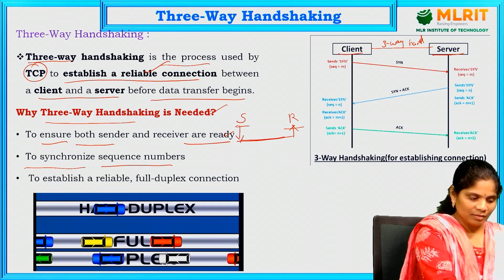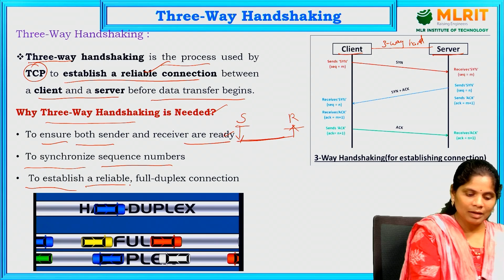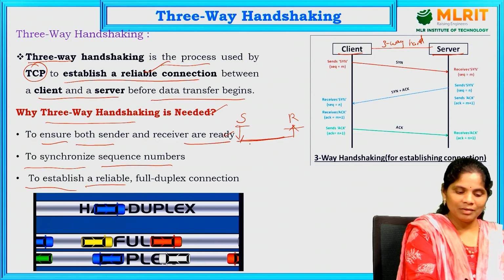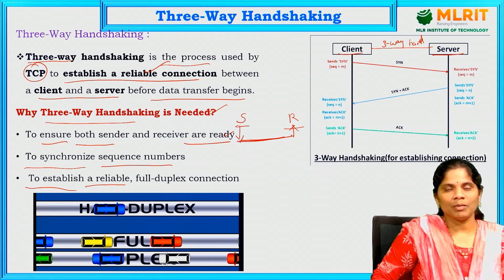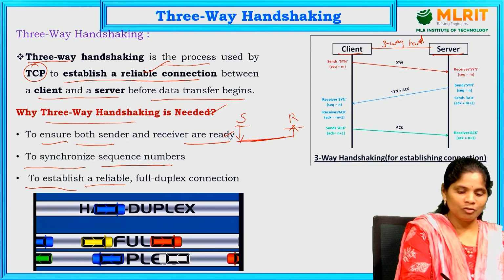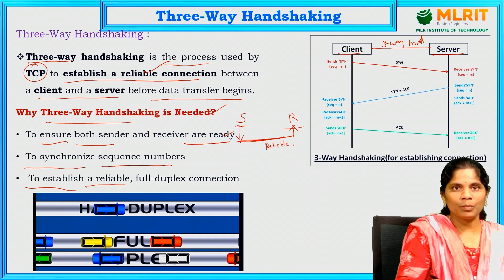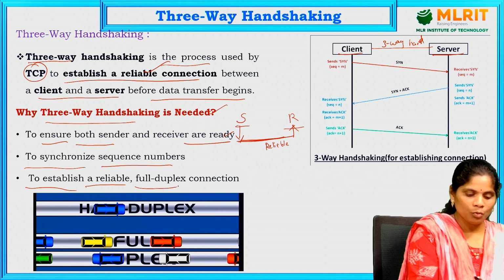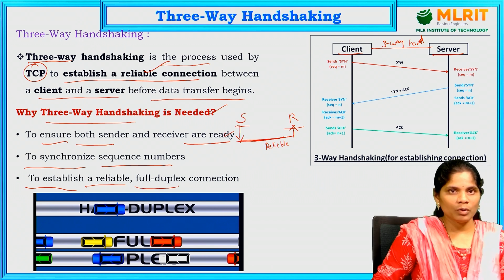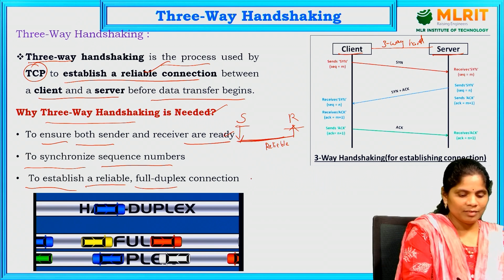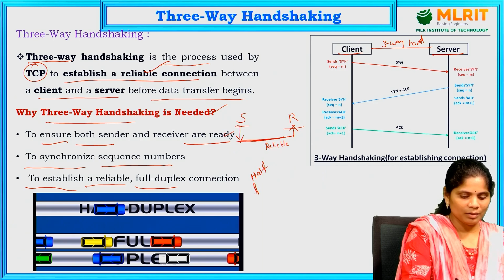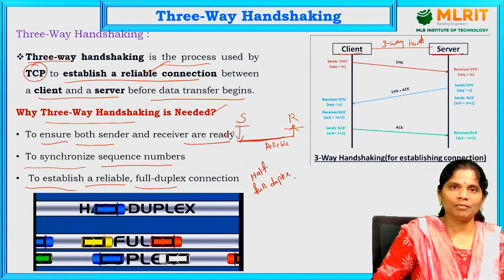And the next one is to establish a reliable connection. Whatever data is sent from the sender to the receiver should be reliable, and the connection should be reliable too. That is also important, and it should be a full duplex connection. What is full duplex here? There are two types of connections: half duplex and full duplex.